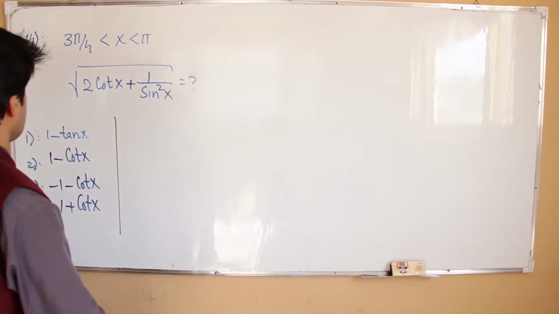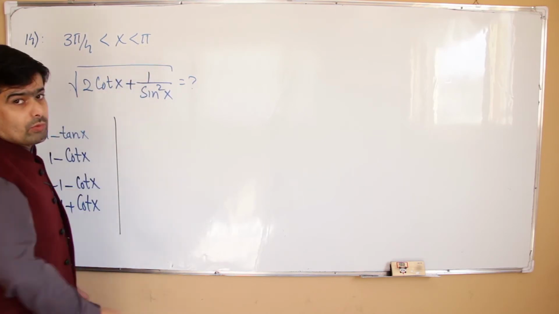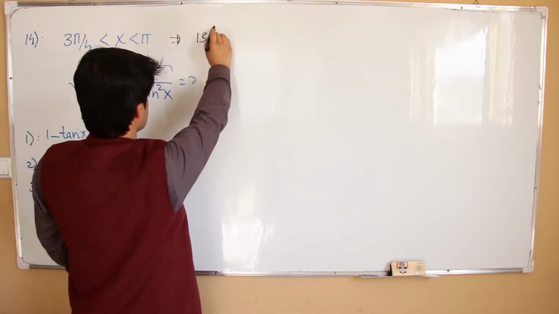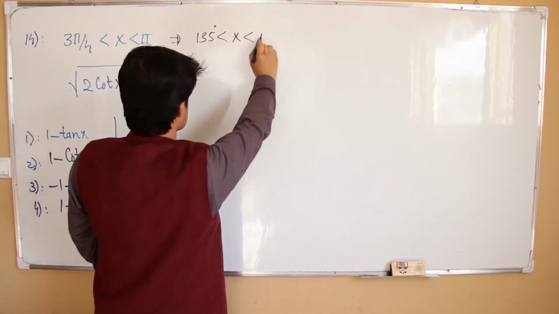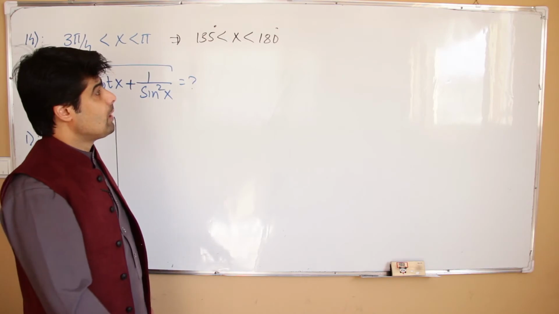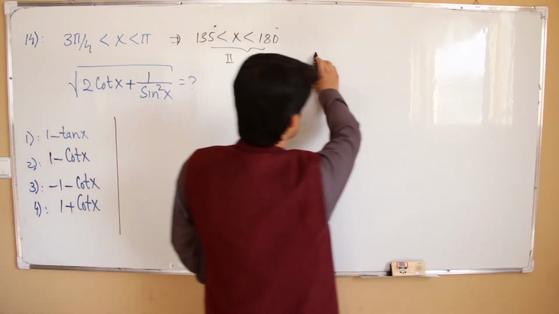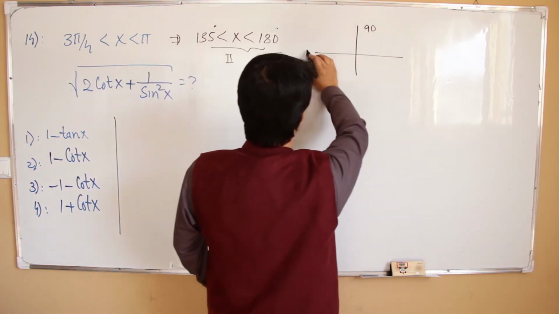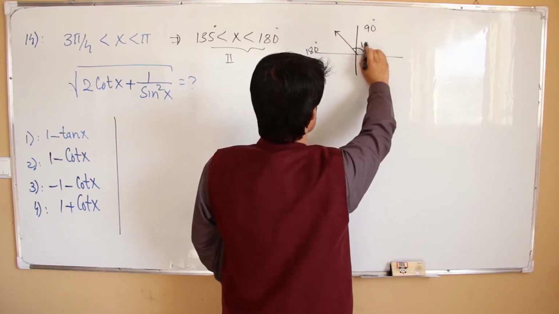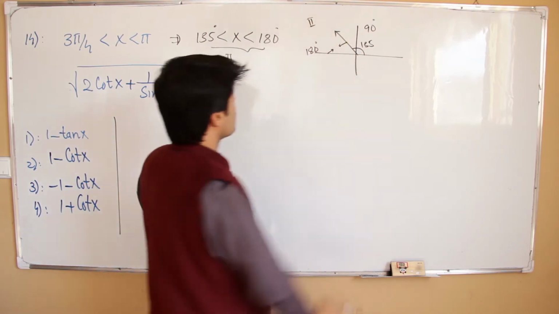Question 14. 3 pi by 4 is smaller than x, x is smaller than pi. What does it mean? X is our angle. 3 pi by 4 means 135 degrees is smaller than x and smaller than 180 degrees. It means our angle varies from 135 up to 180. So our angle is in the second quadrant. This is 90, this is 180 degrees. Our angle is greater than 135 and smaller than 180. It means second quadrant. Am I right?